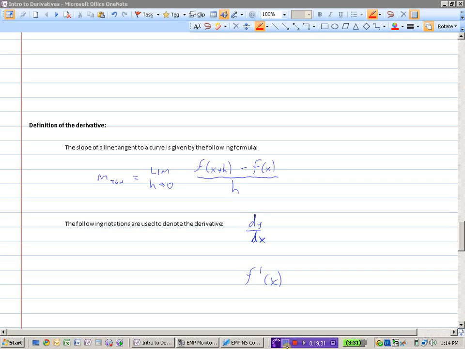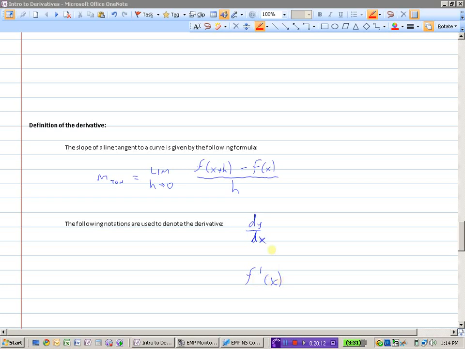And you will see a couple of different ways of denoting the derivative. And these two are by far the most common. dy dx. So if you see dy dx, what that means is the derivative of y with respect to x. And in this course, we're just going to be working with two different variables, so that's not going to be much of a problem. But this means the derivative of y with respect to x, or the change in y with respect to x. That's slope.